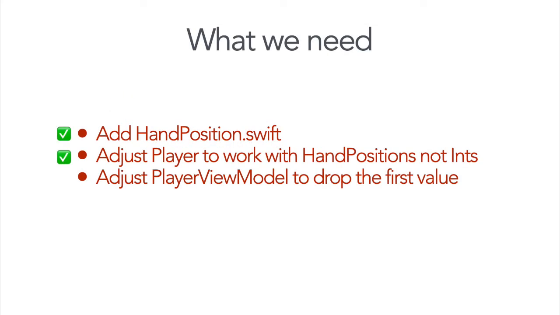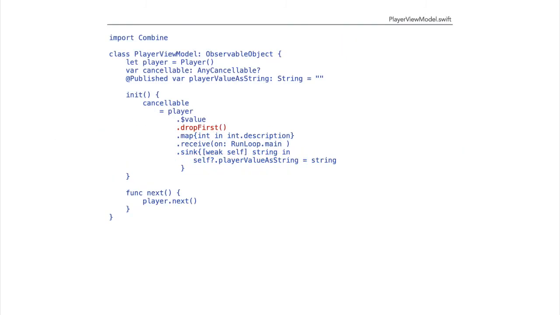That's a little more annoying when we have hand position than when we had an int. And so we're going to adjust the player view model to drop the first value so that it isn't always rock. How hard is that? Well, let's take a look at the change to player view model. We just put drop first there. And so we're subscribed to the stream of ints. We drop the first value, and then we keep going.